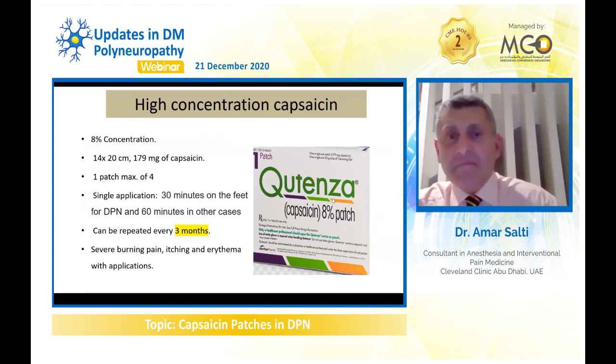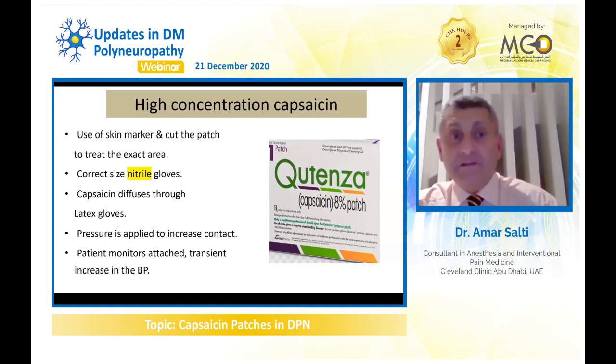We can have severe burning pain, itching, or erythema with application, which can be prepared for with some EMLA cream if needed. We use a skin marker to cut the patch to treat the exact area. We don't need to have an extended area above the painful area. The correct size of nitrile gloves is needed because capsaicin can diffuse through latex gloves. Pressure is sometimes applied. I sometimes put some pads on the localized area just to help with applying. And the patient should be monitored, and blood pressure should be monitored also because sometimes it increases.